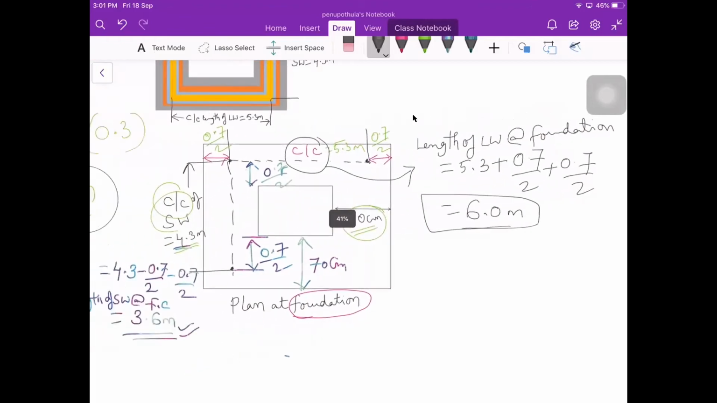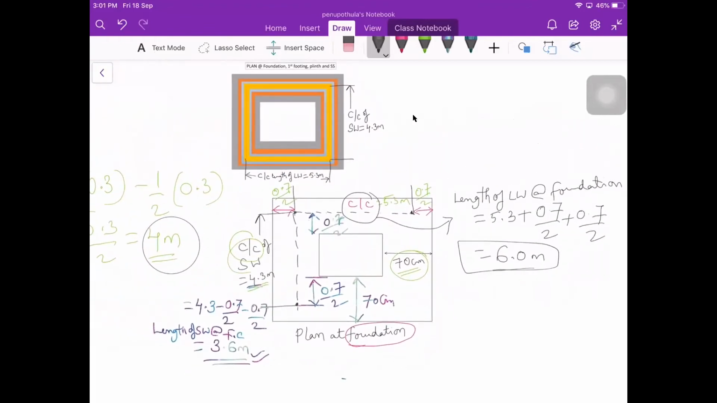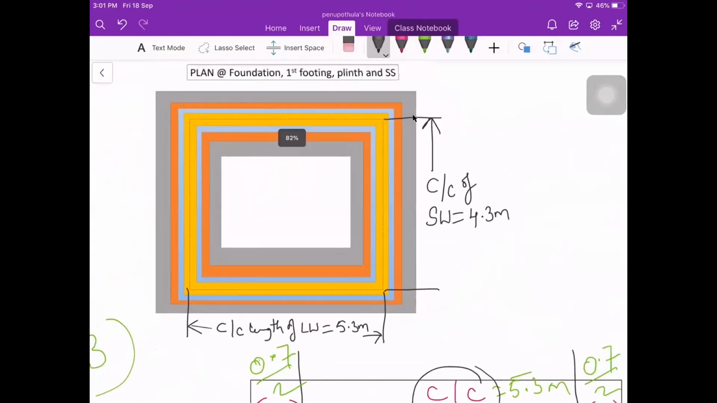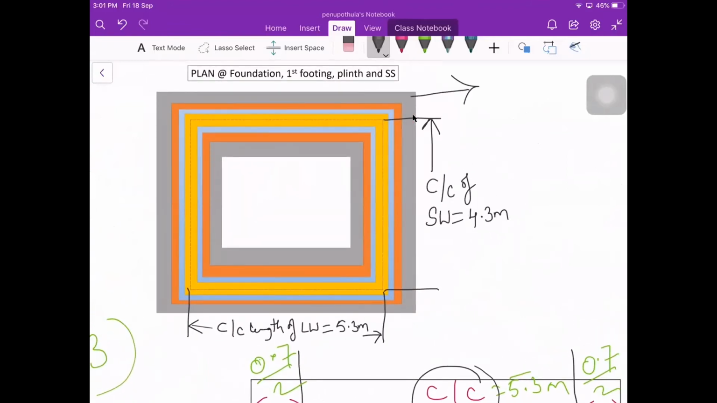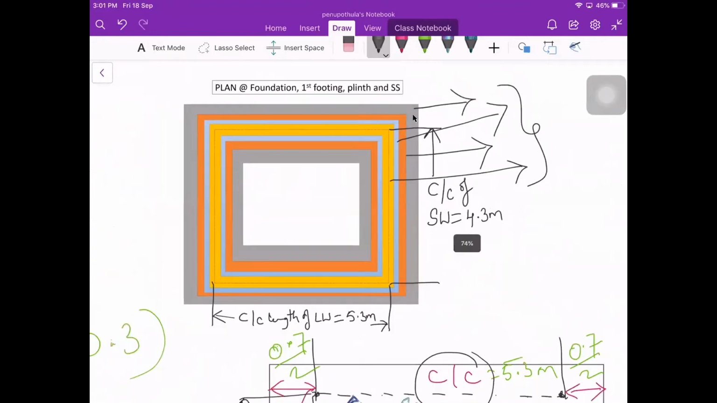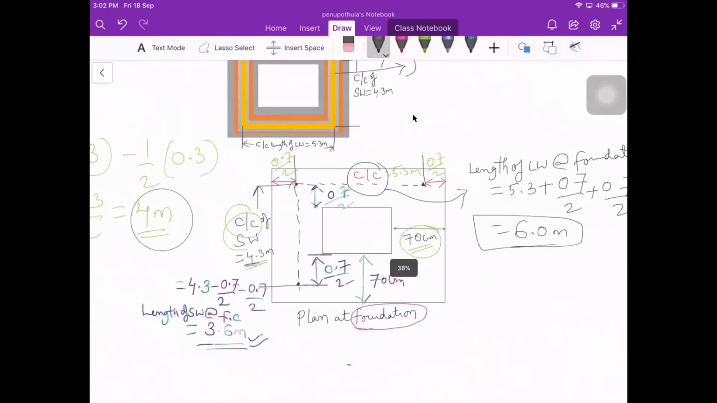Okay, so I have explained the foundation level. Similarly, we can work out for the first footing, for the plinth level, and also for the superstructure. The superstructure has already been done, that is the major length of the long wall and the length of the short wall. So we need to consider these things also. If you want the length, we need to do it like this. Here we have obtained the length of the short wall as 3.6 meters and the length of the long wall as 6 meters.